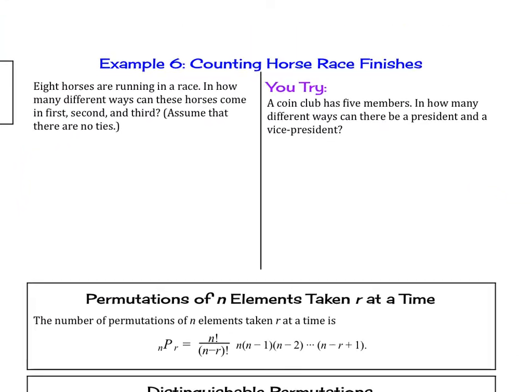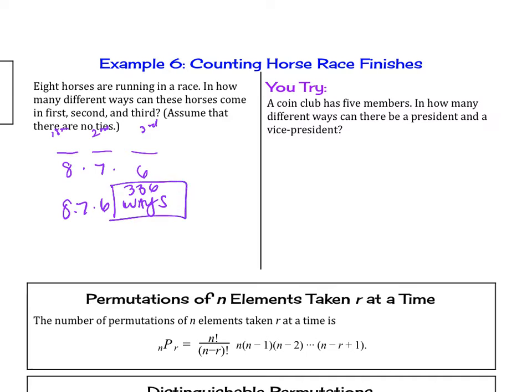So here's an example. Counting horse race finishes. So 8 horses are running in a race. How many different ways can these horses come in first, second, and third? Assume that there are no ties. So if there are 8 horses, there's first, second, and third, right? So one is going to be first, one is going to be second, one is going to be third. So in the first place, there are 8 possibilities, and then in the second place, there are 7 possibilities, right? Because one already won, so that one can't win again. So 7, and then times 6. So now we're looking at 8 times 7 times 6 different ways, which ends up being 336 ways.